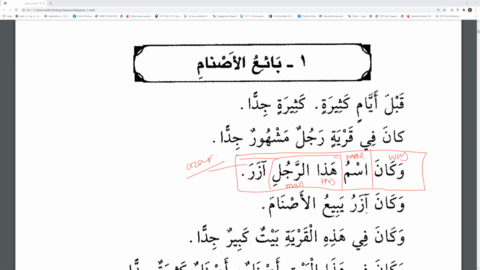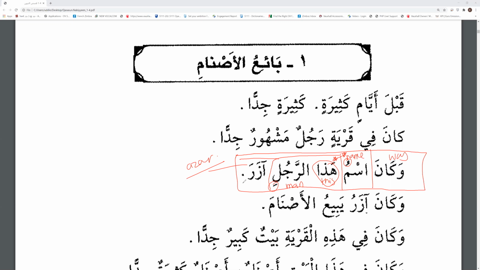This connection here is mudaf ilayh. It's just like alif lam. If this hadha wasn't there, ismul rajuli. You can see that, look. Imagine this alif lam. Imagine this hadha wasn't here. Go into that in more detail with Maulana Nadim when he does nahwa. So this is mudaf ilayh. So the name of this man was.